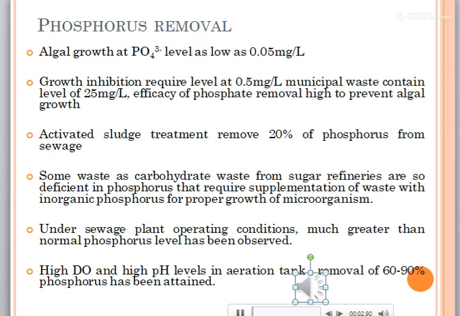Phosphorus removal. Advanced waste treatment normally requires removal of phosphorus to reduce algal growth. Algae may grow at phosphate levels as low as 0.05 mg per liter. Growth inhibition requires levels well below 0.5 mg per liter. Since municipal waste typically contains approximately 25 mg per liter of phosphate as orthophosphate, polyphosphate and insoluble phosphate, the efficiency of phosphate removal must be quite high to prevent algal growth.